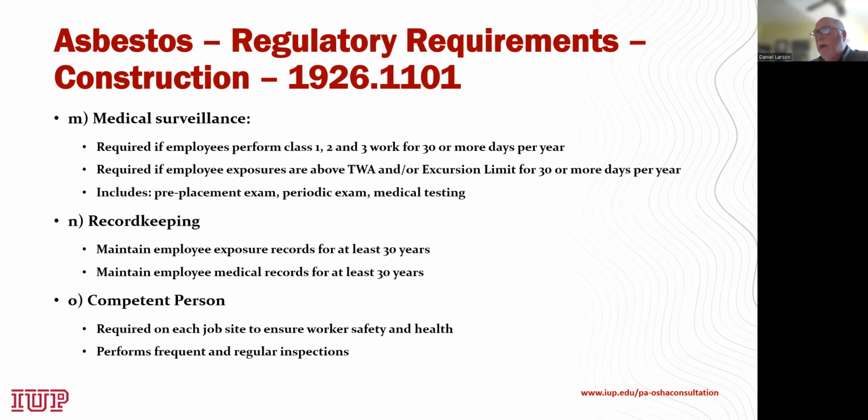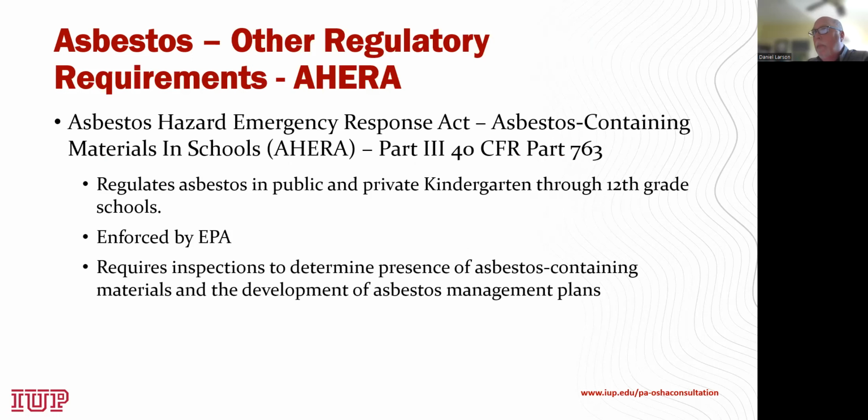Under the construction standard, as we said previously, there's a requirement for a competent person, and that's required for each job to ensure worker health and safety, and that competent person is to perform regular and frequent inspections. So that's the end of really what the OSHA construction standard entails. Again, that's a summary of some of the major points of the construction standard. There's other things to it, but for OSHA, the main standards considered are the general industry standard and the construction standard.